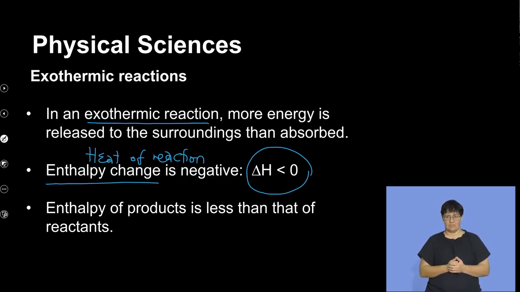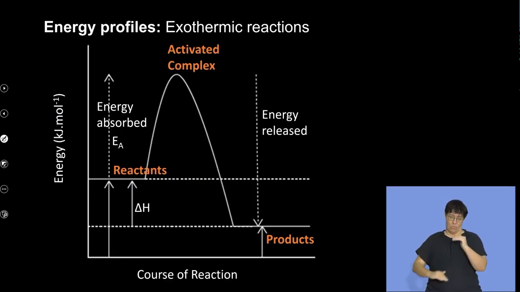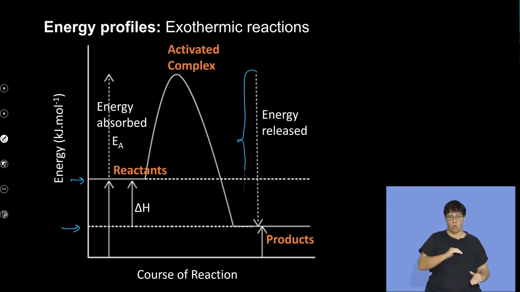Okay, so in other words, if more energy is released than absorbed, it says to us that the products will be at a comparatively lower energy level than the reactants. Right. So in as far as the profile of an exothermic reaction, we realize immediately that the products are at a lower energy level than the reactants. Okay. And if you look at the amount of energy released versus the amount of energy that is absorbed, we can safely say that more energy is released than absorbed.